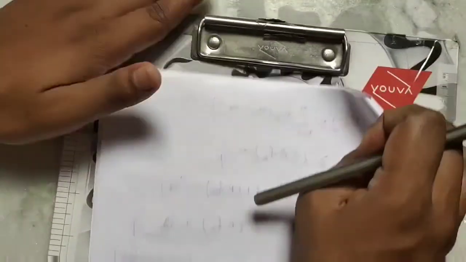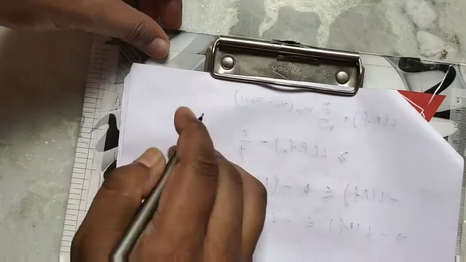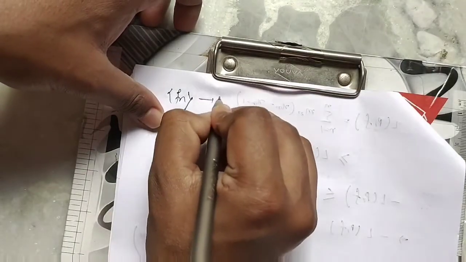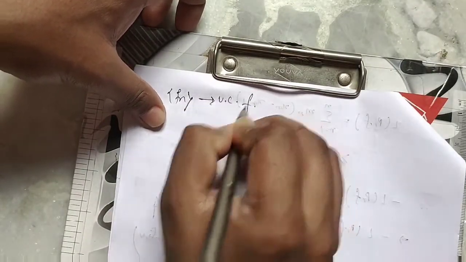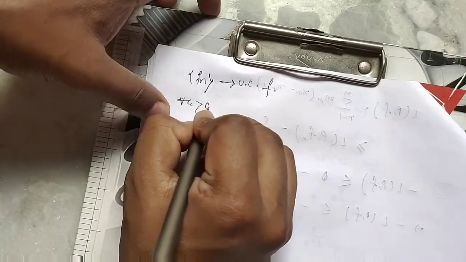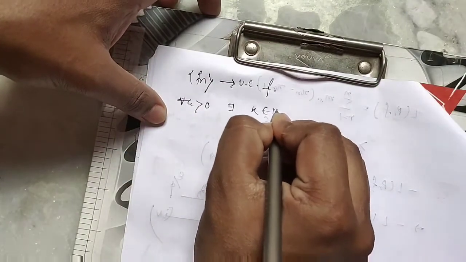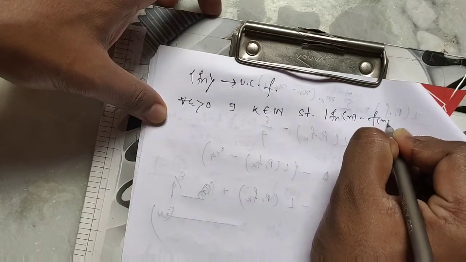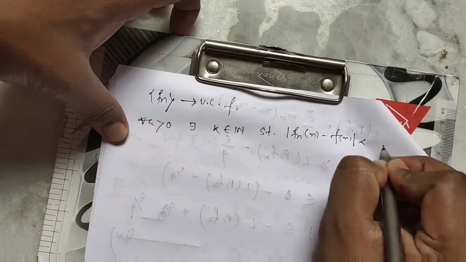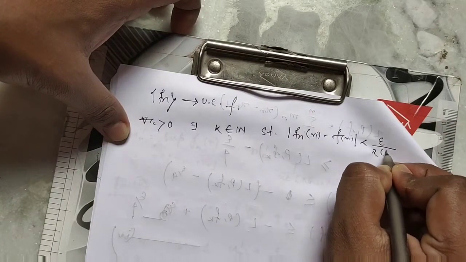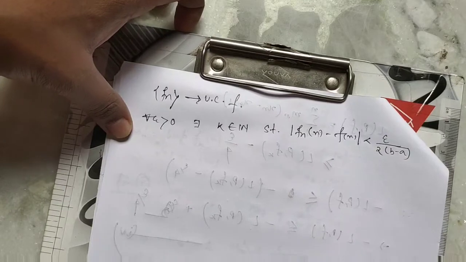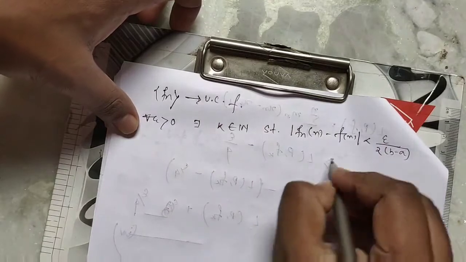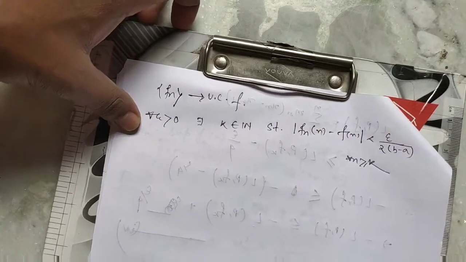Given that the sequence of functions converges uniformly to f, so for each epsilon greater than 0 there exists a natural number k belonging to N such that mod of fn x minus f x is less than epsilon by 2 into b minus a. We can take any epsilon, so we take epsilon by 2 into b minus a, for all n greater than or equal to k. Clear?